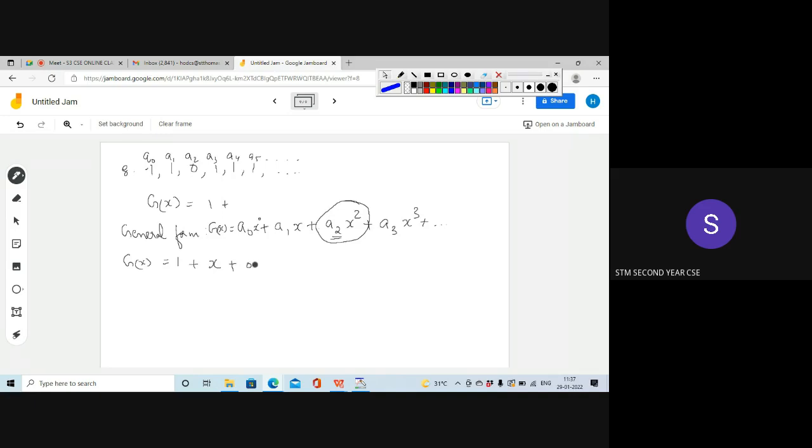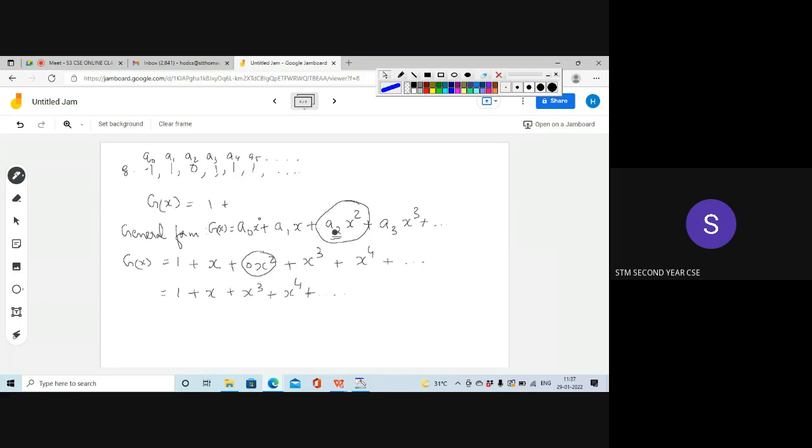So 0 into x square, you get 0 into x square plus, what is a3? A3 is again 1. So you get x cube, 1 into x cube is x cube, plus x raised to 4 plus and so on, isn't it? So this term turns out to be 0, and this becomes 1 plus x cube plus x raised to 4 plus etc. Isn't it? So how will you find out the generating function?